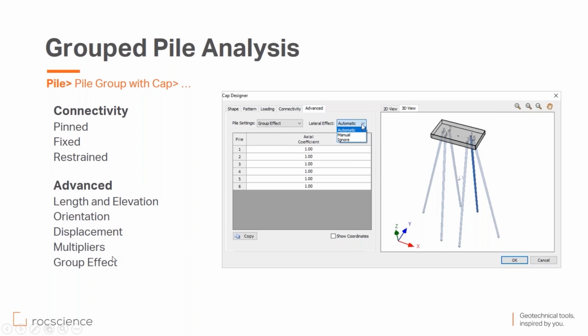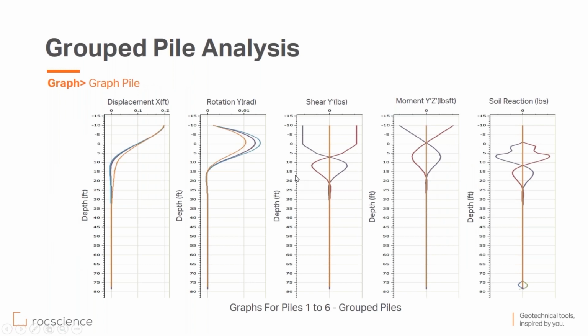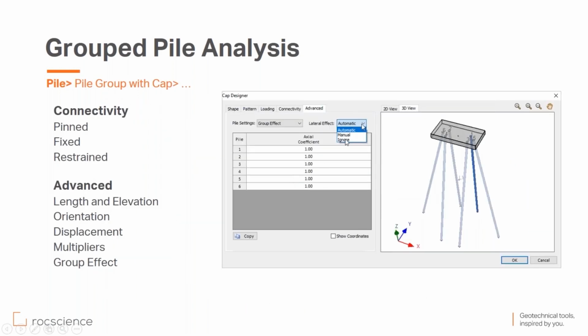Multipliers can have different multiplier curves for different piles. And you can opt to use group effect. So we have the automatic calculation for the lateral effect. You can opt to manually enter these values or ignore the lateral effect. The actual coefficient is always up to you to enter.